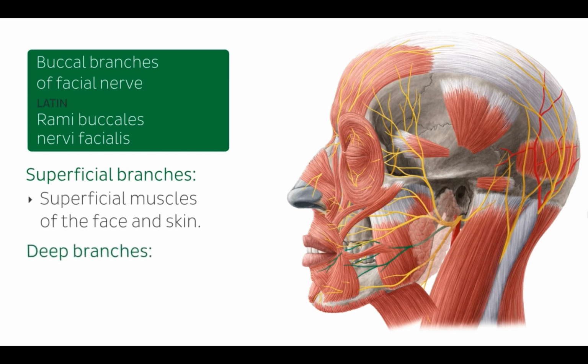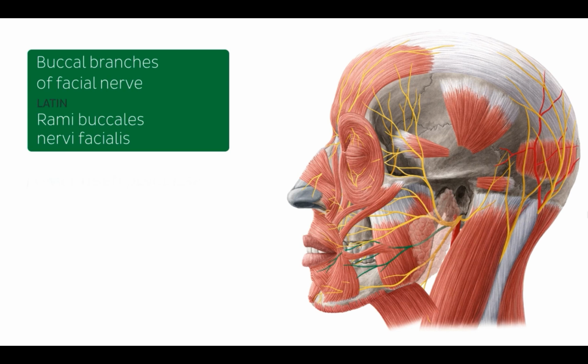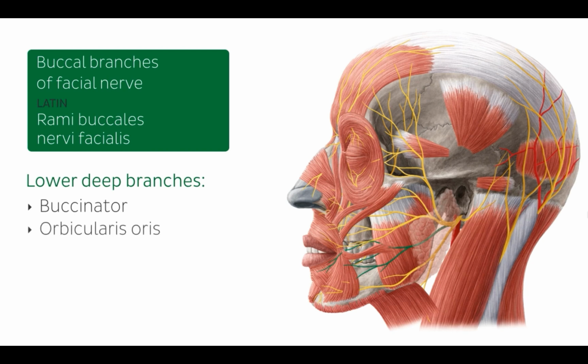The deep branches will be supplying the small muscles of the nose, and the zygomaticus and levator labii superioris muscles. Now there are also other branches known as the lower deep branches, which will be supplying or innervating the buccinator and the orbicularis oris muscles. On this image you can see here the orbicularis oris muscle.